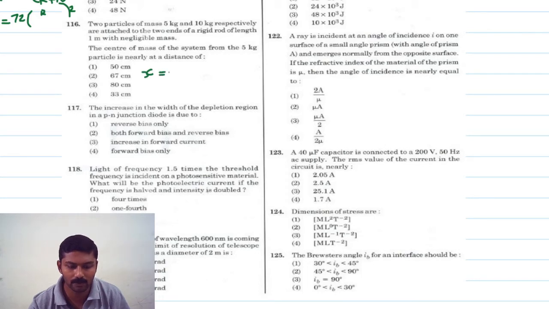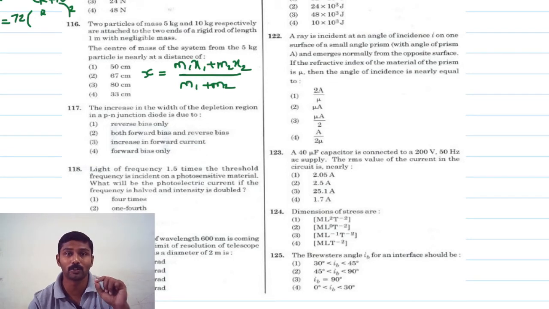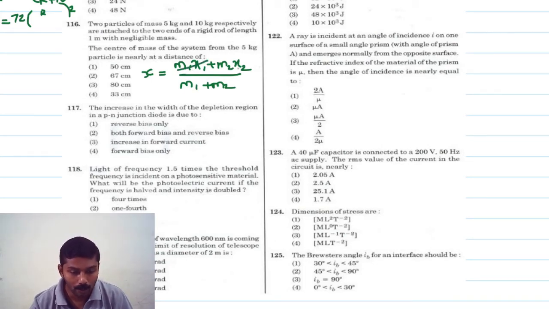So that you can apply the center of mass equation. X for the center of mass equals (m1 x1 plus m2 x2) divided by (m1 plus m2), right? Just substitute x1 equal to 0, because the position of the 5 kilogram mass is at the origin. m2 is 10 multiplied by 1 meter, that's 100 centimeter. You can directly substitute the 100 centimeter for x2 and divide by the total mass, that is 5 plus 10. So you will get an answer of 67 centimeters.